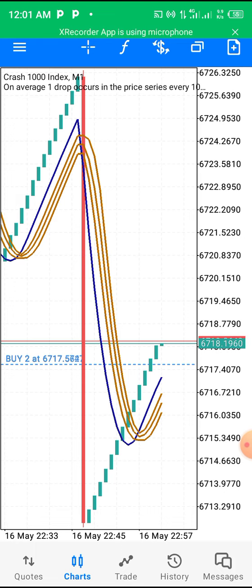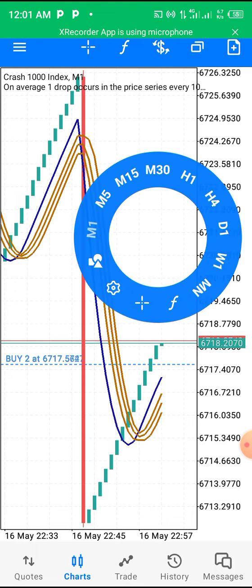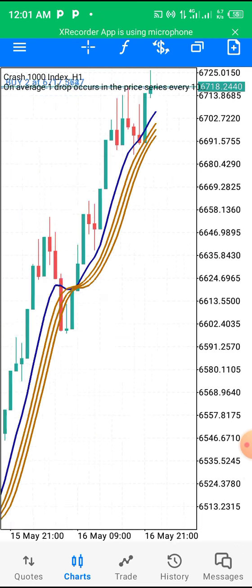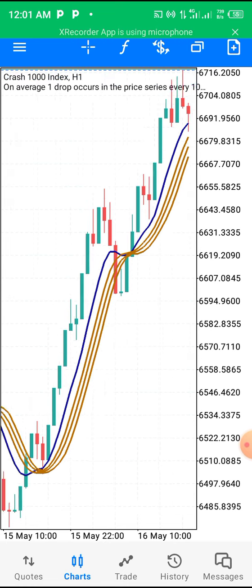And how do you look out for this trend to know if it's actually in your favor? That is when you have to move to your 1 hour time frame, a higher time frame like this. And when you get to a higher time frame like this, what do you watch out for?